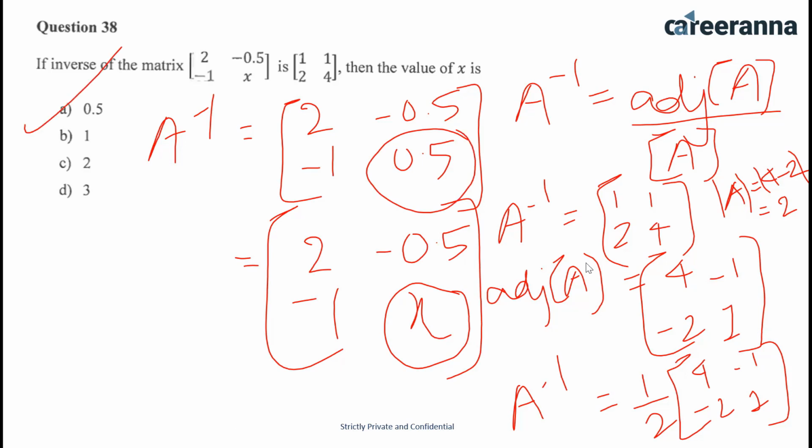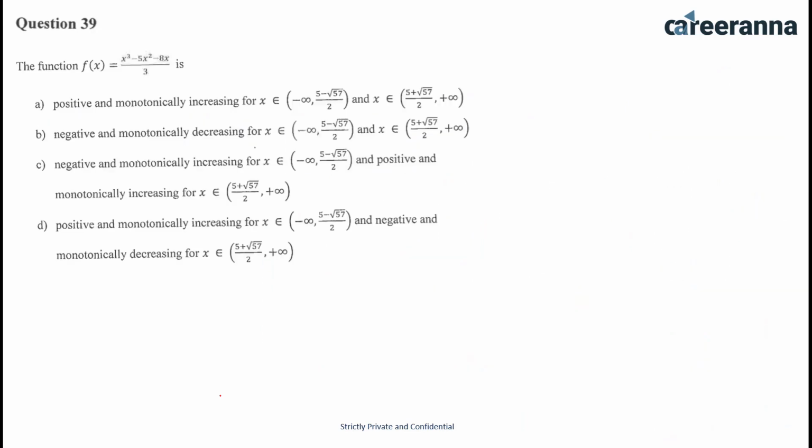Let's move on to our next question, question number 39. The function f(x) = (x³ − 5x² − 8x)/3. This is basically a cubic function, and we need to know whether it is positive and monotonically increasing or decreasing, negative and monotonically increasing, or positive and monotonically increasing for x belonging to the given intervals. So let's see how this question can be done.